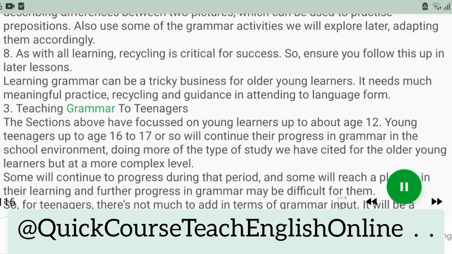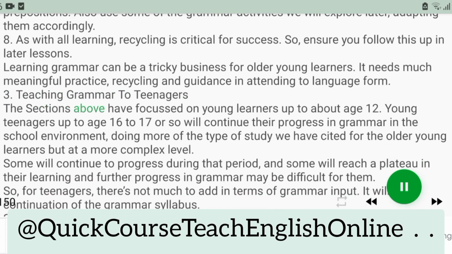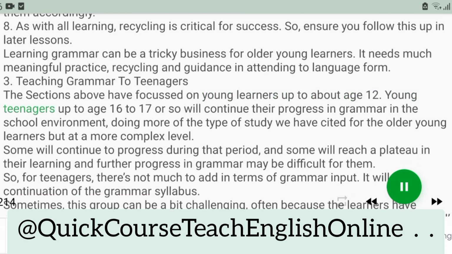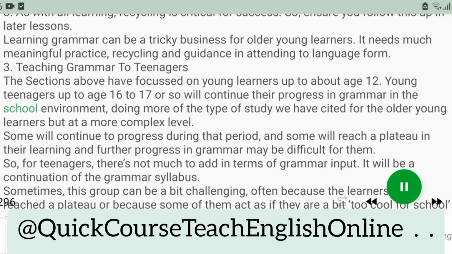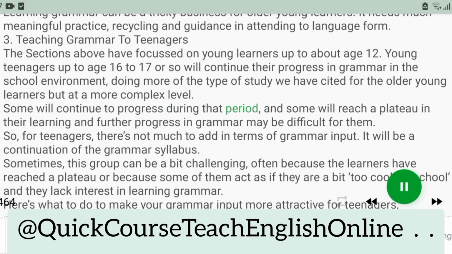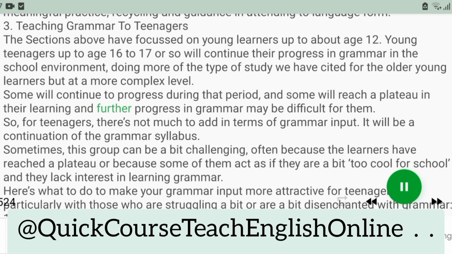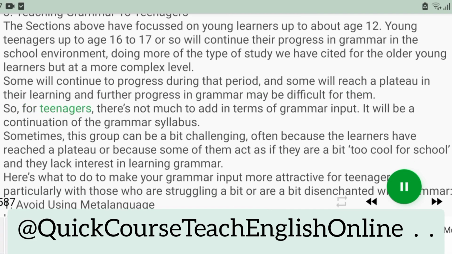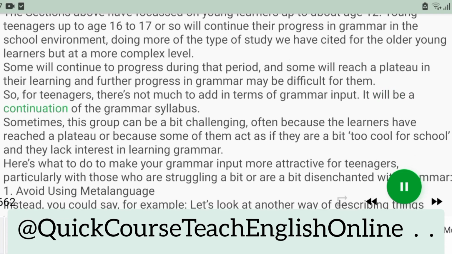3. Teaching grammar to teenagers. The sections above have focused on young learners up to about age 12. Young teenagers up to age 16 to 17 or so will continue their progress in grammar in the school environment, doing more of the type of study we have cited for the older young learners but at a more complex level. Some will continue to progress during that period, and some will reach a plateau in their learning and further progress in grammar may be difficult for them. So, for teenagers, there's not much to add in terms of grammar input. It will be a continuation of the grammar syllabus.